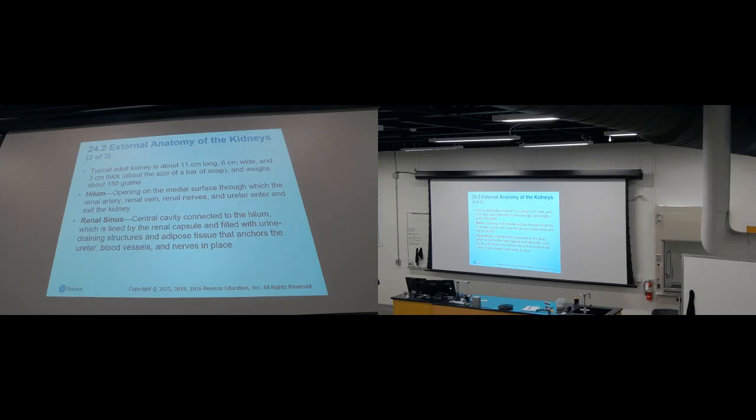It has the shape of a pinto bean with the convexity laterally and the concavity medially. The concavity is where we have the opening that allows blood vessels to come in and out, the nerves to come in, and also the lymphatics. So this is the hilum. Within the hilum, we have a space called the renal sinus. That is where we also have adipose tissue, which anchors the ureter, the blood vessels, and the nerves into place in the renal sinus.